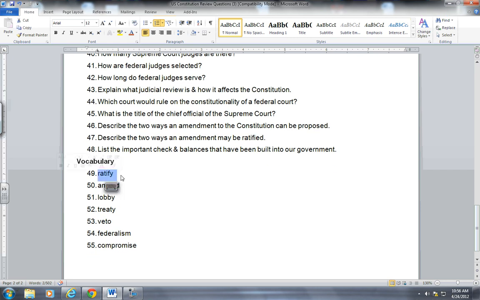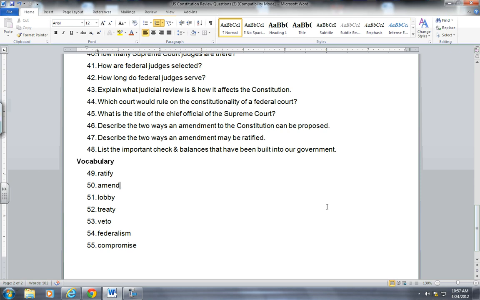Vocabulary you need to know. 49, ratify means to approve or accept. 50, amend means to change or modify. 51, lobby, an attempt to convince a representative of a specific point, to change their opinion. 52, a treaty is an agreement between two nations.